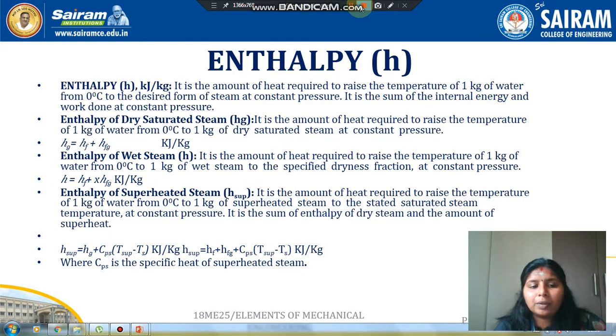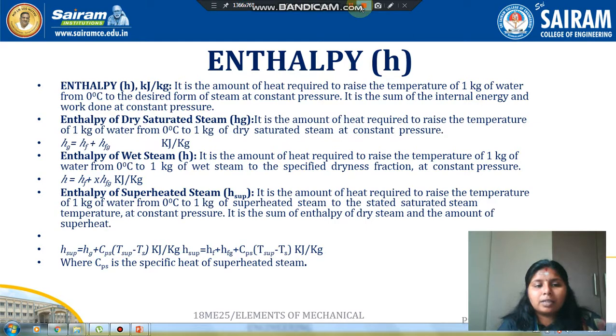So the enthalpy is calculated for all the three types of steam. If you want to solve problems in steam, if mentioned, we need to specify for a particular type of steam. If not specified, we need to calculate for all the three types of steam.